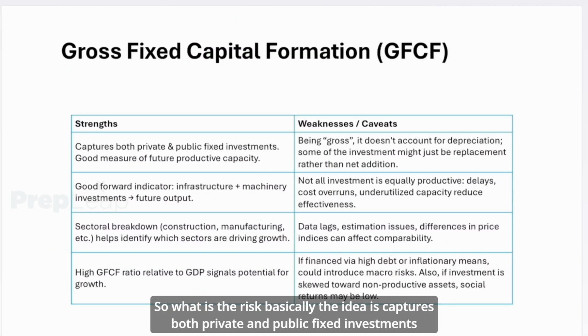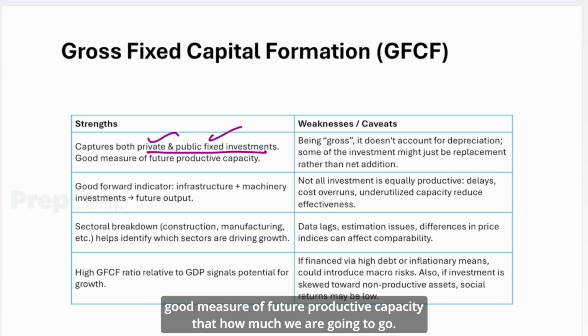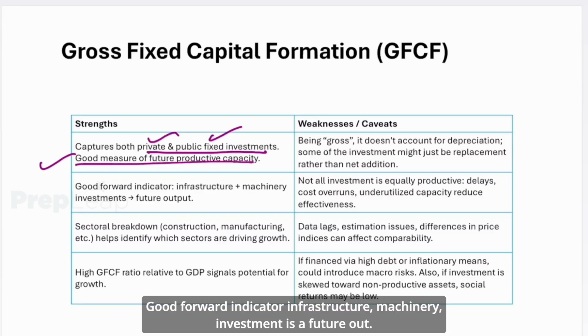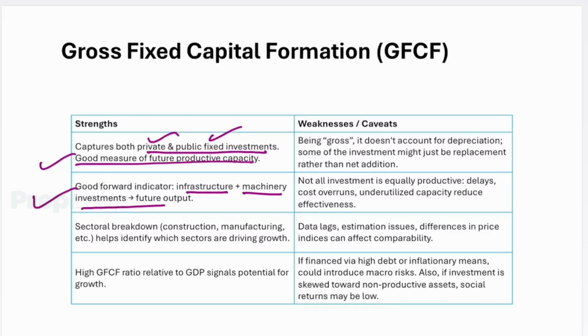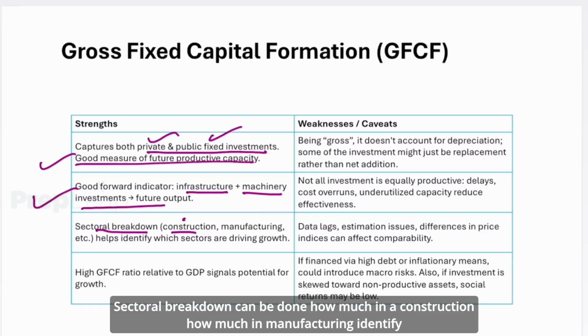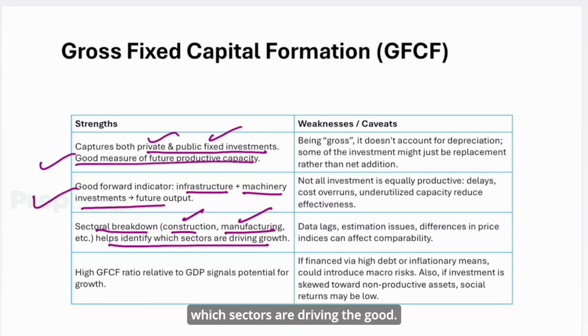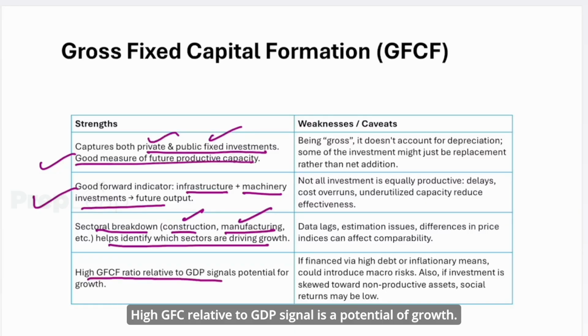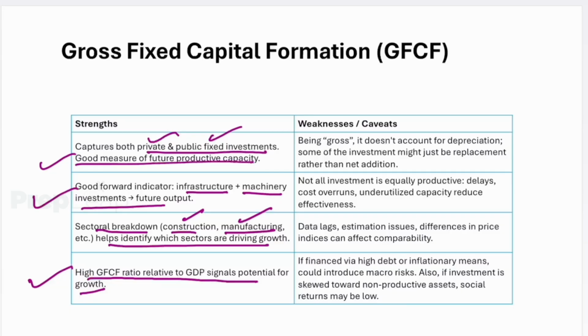So what is the gross? Basically, the idea is that it captures both private and public fixed investments. It is a good measure of future productive capacity. It is a good forward indicator: infrastructure and machinery investment is future output. Sectoral breakdown can be done: how much in construction, how much in manufacturing, to identify which sectors are driving the growth. High GFC relative to GDP signals the potential of growth.